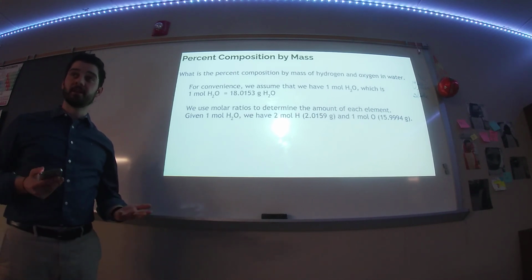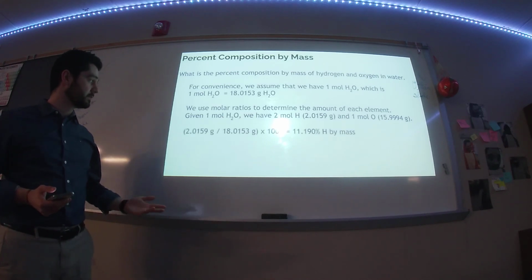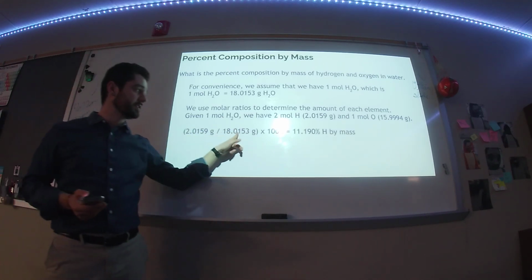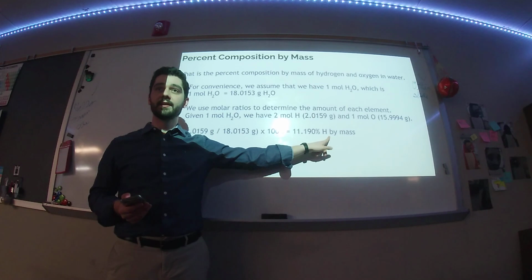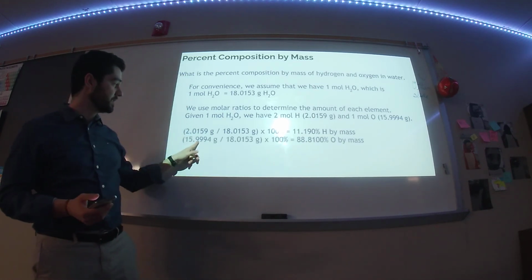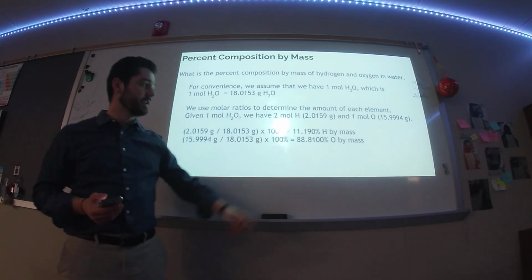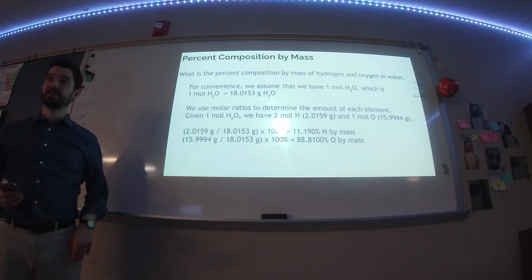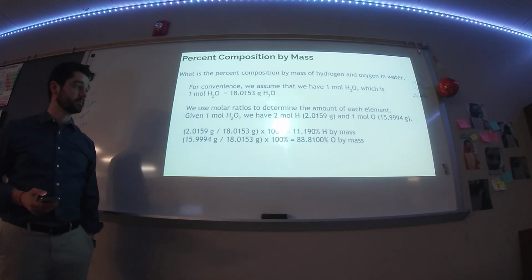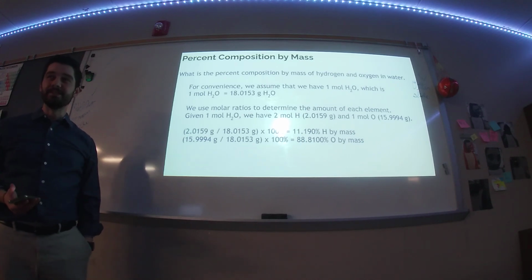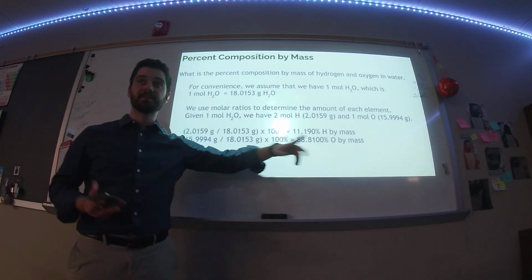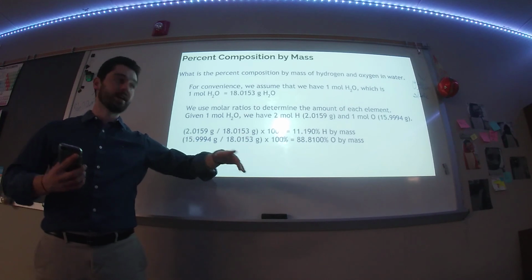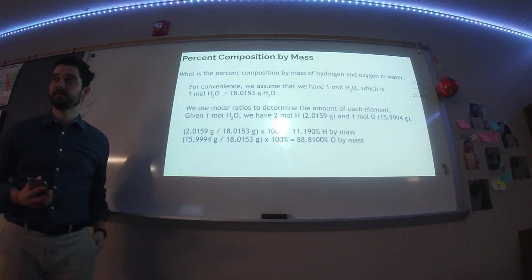So then if I wanted to figure out the percentage, I just divide them. Right, 2 grams divided by 18 times 100%, about 11% is hydrogen. And if I do the same for oxygen, I get that about 89% of the mass is oxygen. Okay, so even though there's only 1 oxygen atom, it's so big and bulky compared to hydrogen, it takes up most of the mass.